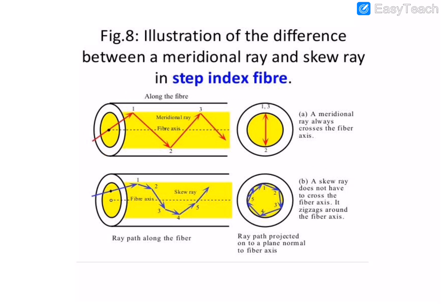In the step index fiber, you are launching the light through this fiber axis, this point, and this light always crosses the fiber axis. And this is the skew propagation, where you launch the light wave in some arbitrary direction, and which must satisfy the total internal reflection condition.